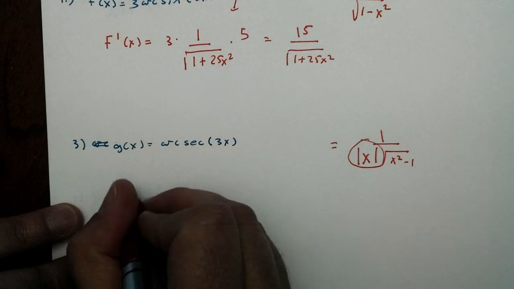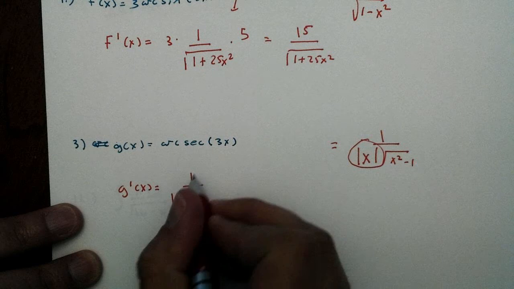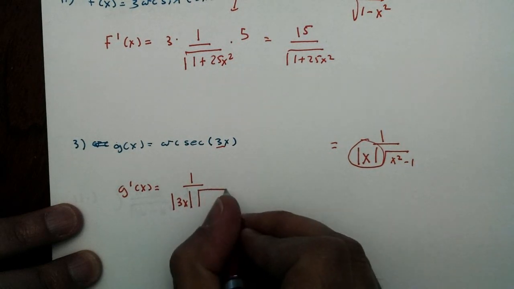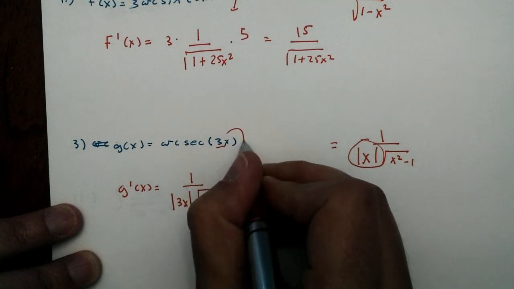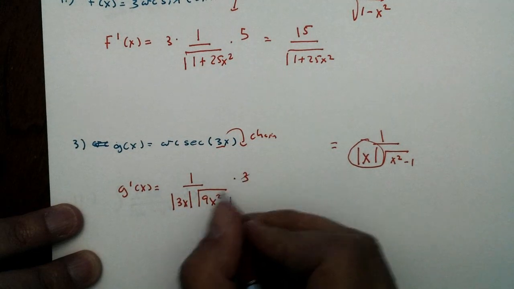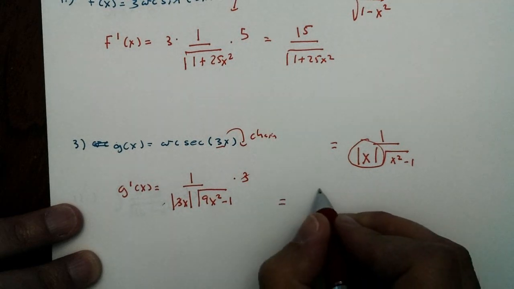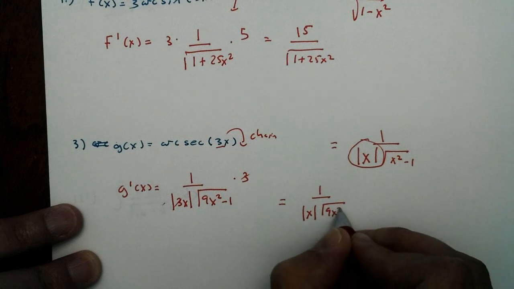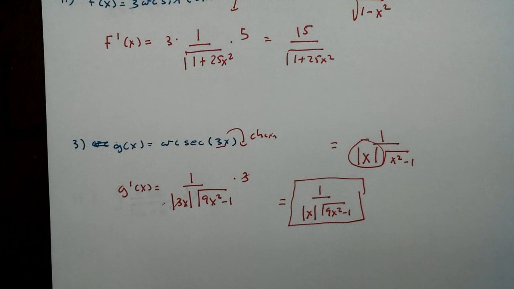So our derivative, g prime of x, would become 1 over the absolute value of 3x times the square root of 9x squared minus 1. There is again a chain rule. Don't forget that, so I'll multiply that by 3. And of course, you can cancel those 3's even in the absolute value, and we would get 1 over the absolute value of x times the square root of 9x squared minus 1. And there's our derivative. Very easy to do.